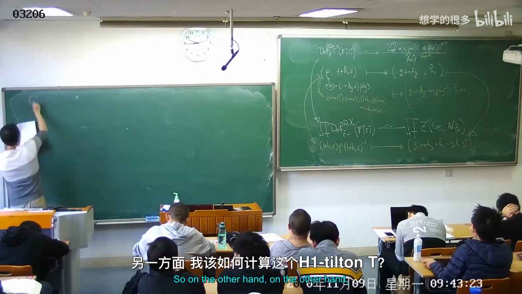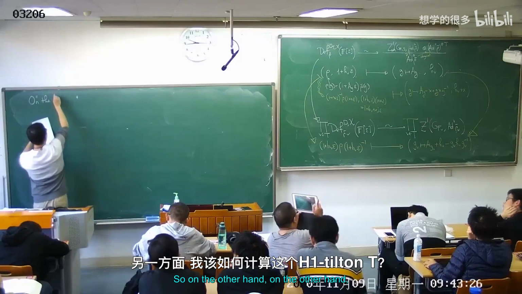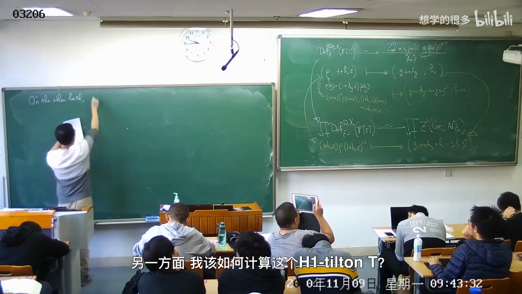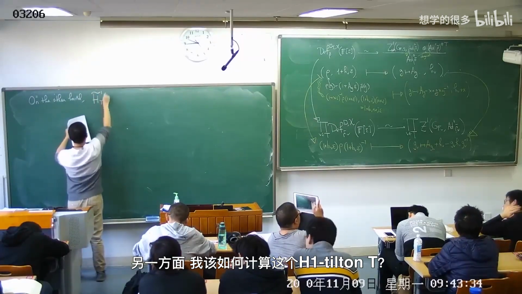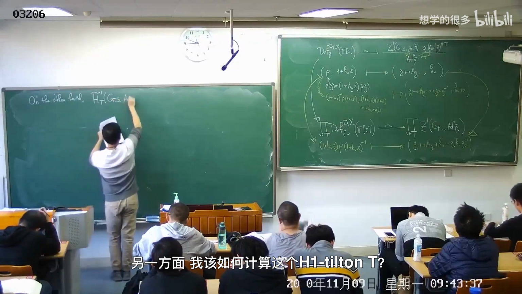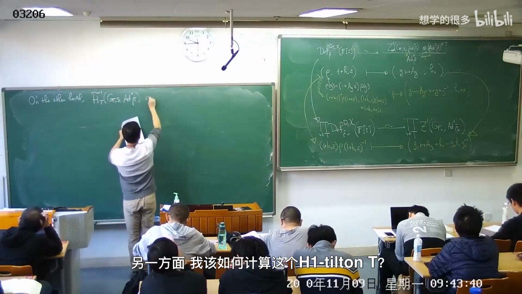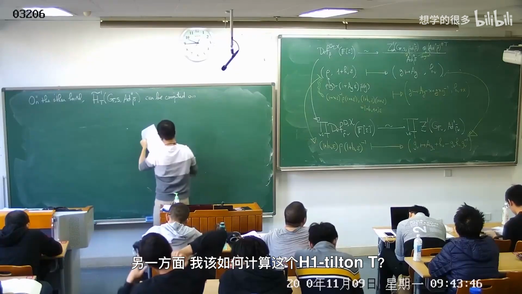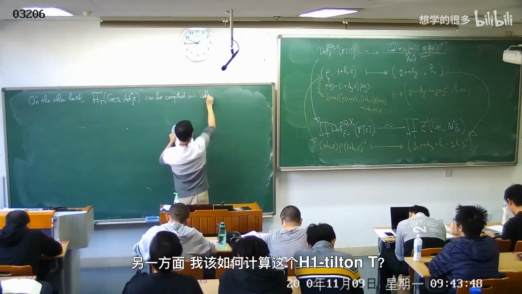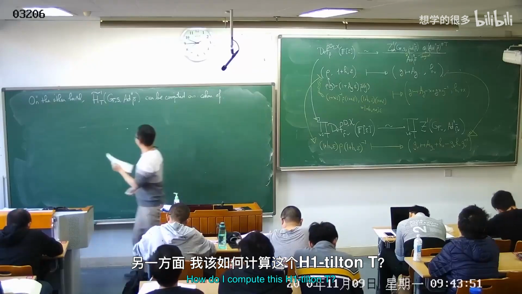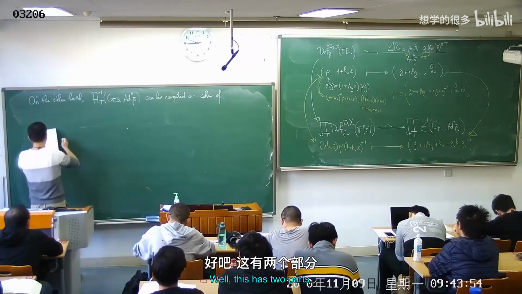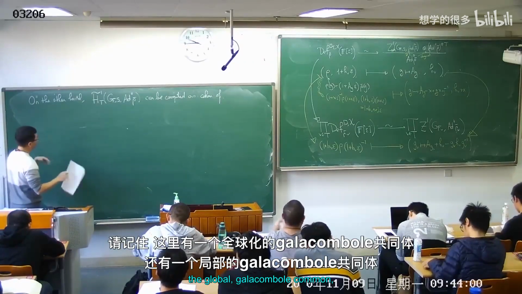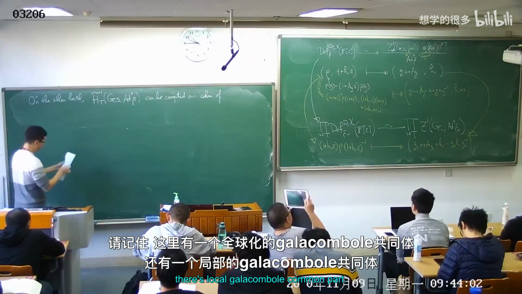So on the other hand, let's get into the computation of this one. How do I compute this H1 tilde T? Well, this has two parts. Remember, there's a global Galois cohomology. There's a local Galois cohomology part.